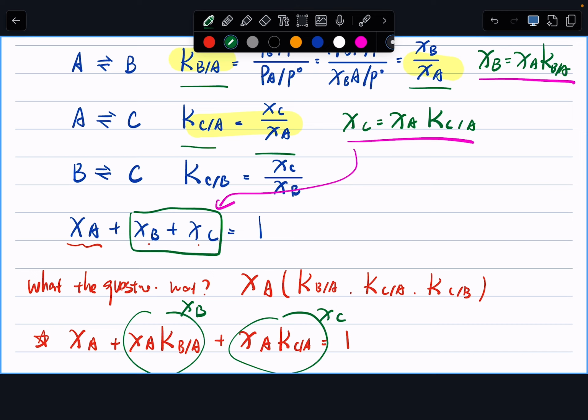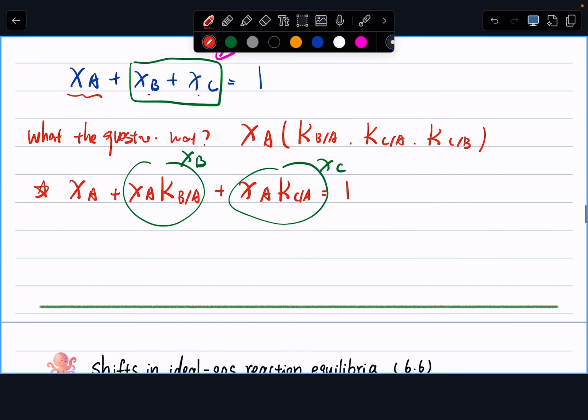So do we have our answer? Right. We just want my chi A as a function of all 3 equilibrium constants. So now we have our answer, first of them, which is chi A equals 1 divided by 1 plus k B over A plus k C over A.